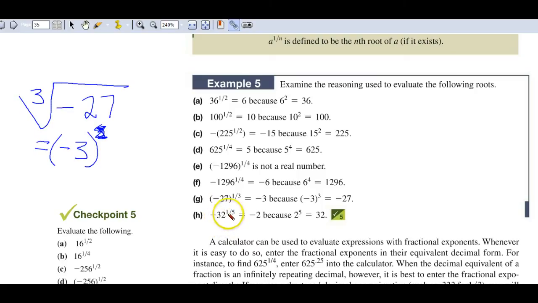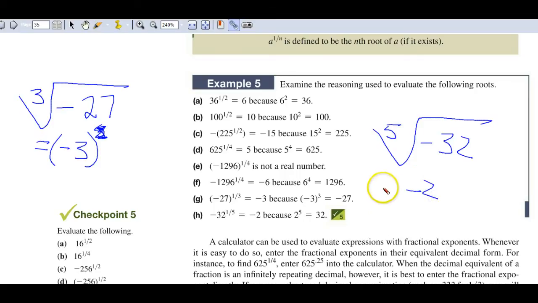Now, this is a fifth root of a negative 32. Again, if it's an odd index number, that's fine. If our denominators are odd, it's okay to have a negative. This is going to be a negative 2, because negative 2 to the fifth power is a negative 32.